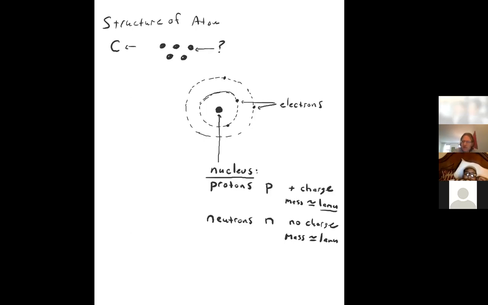Okay, notice I've drawn a few of them. Now notice they're not all in the same spot. Unlike the nucleus, which is just one little central region, the electrons are in different locations. You can think of them as kind of like planets around a star. Think of the nucleus like the sun, and these little electrons like planets going around it. The electrons have negative charge.